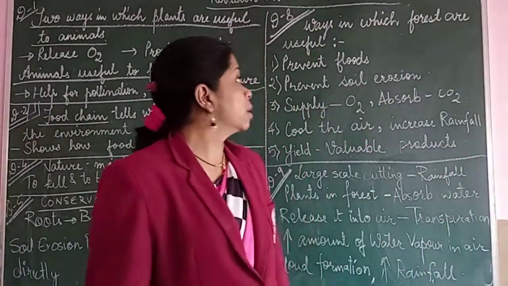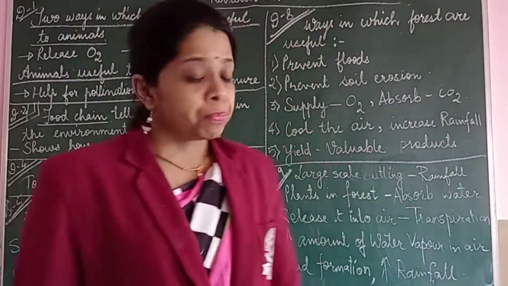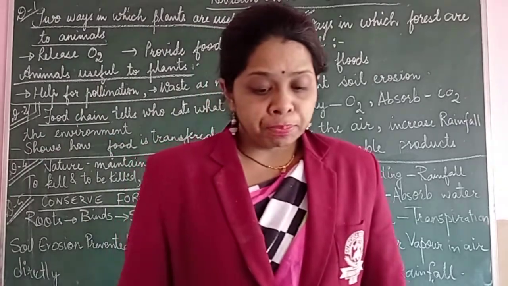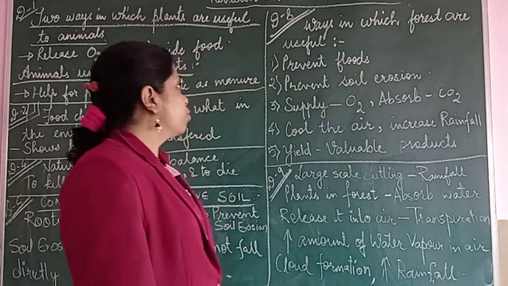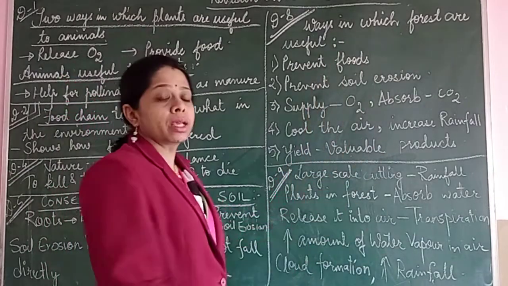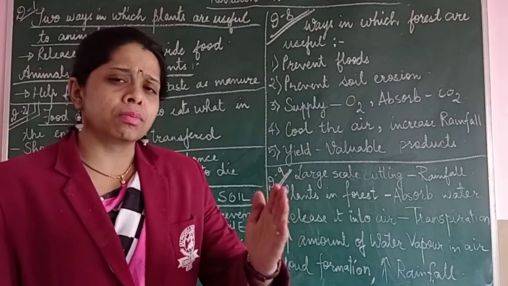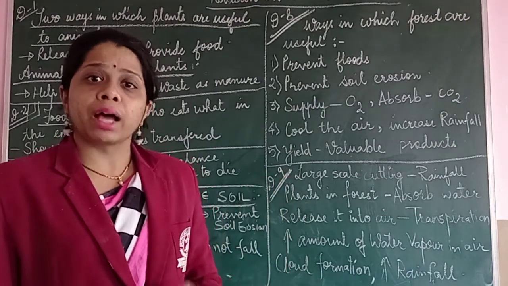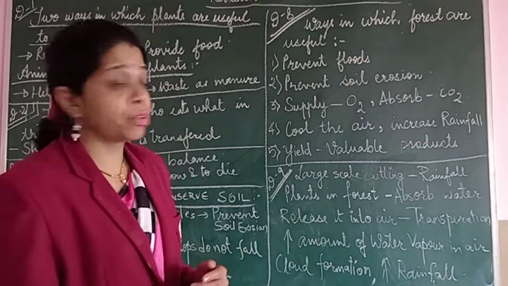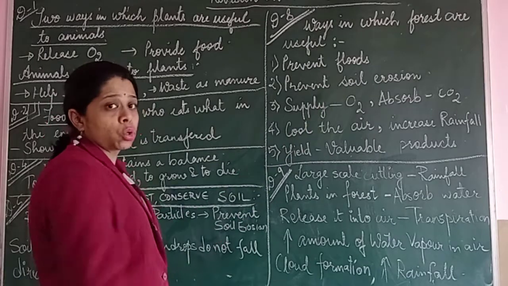Okay, understood? Now the next question is question number 8. Give at least 5 ways in which forests are useful to us. See, forests help us in preventing floods. They help in capturing a certain amount of water, and thus water will not get carried away and cause floods. I've already told you how it will prevent soil erosion.